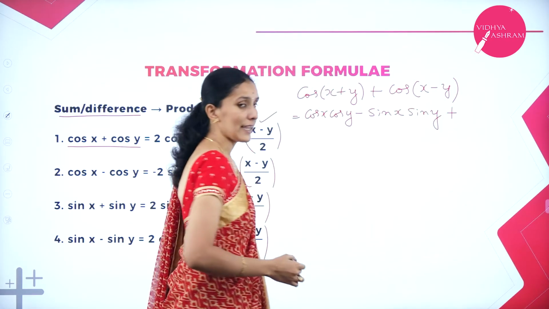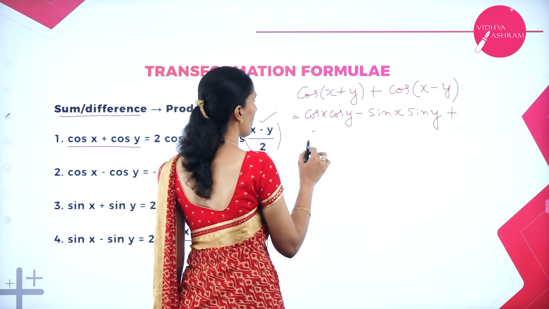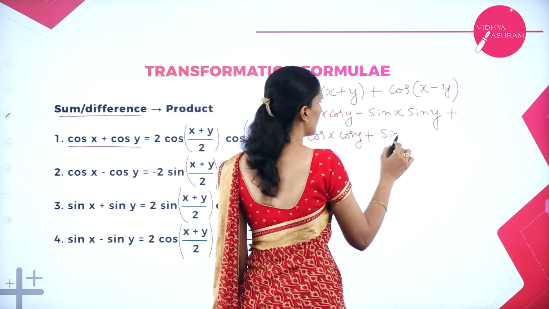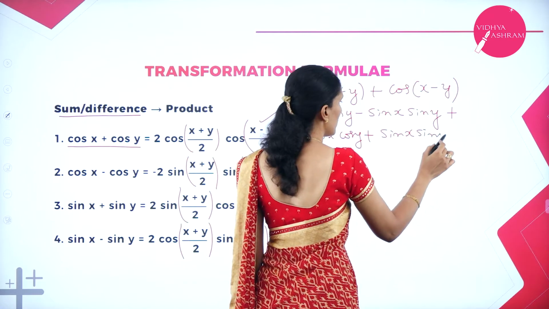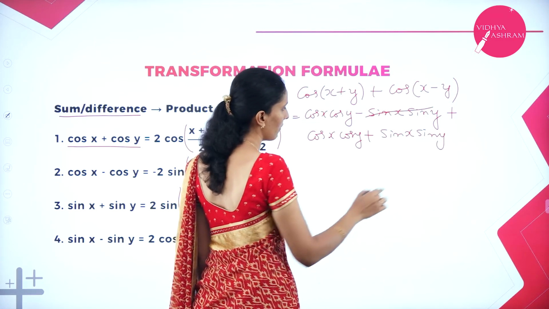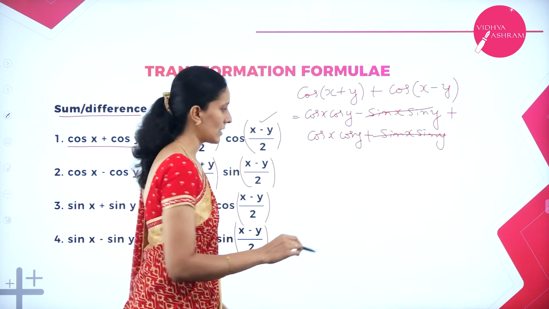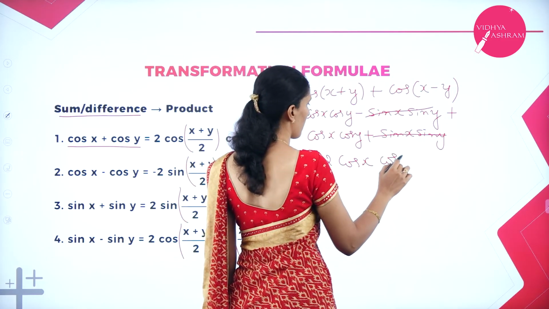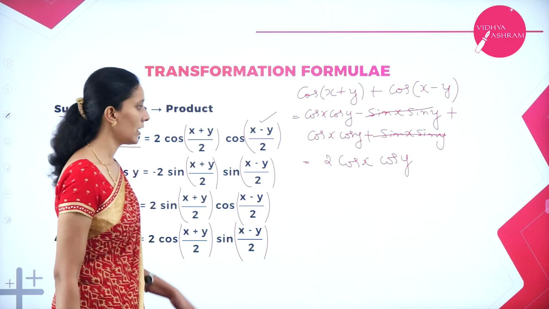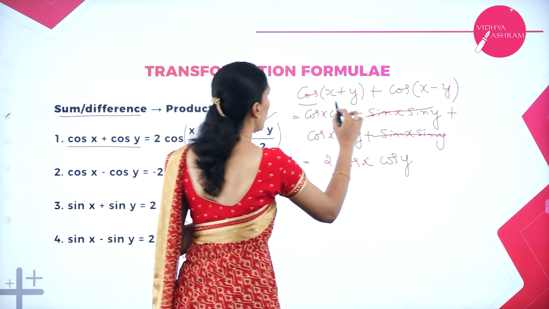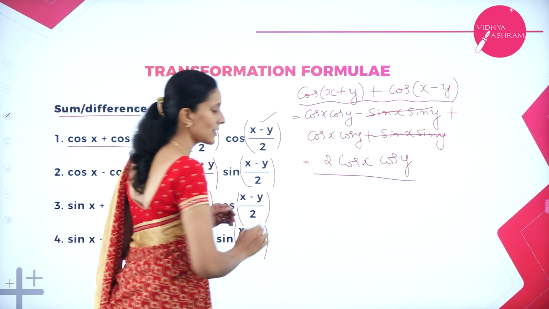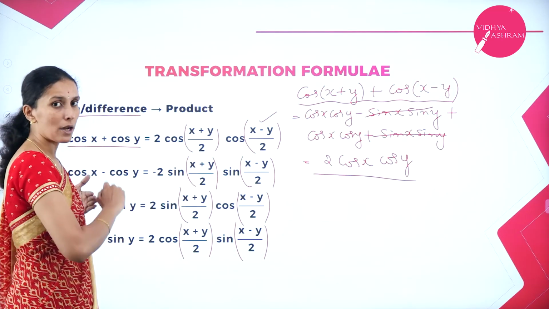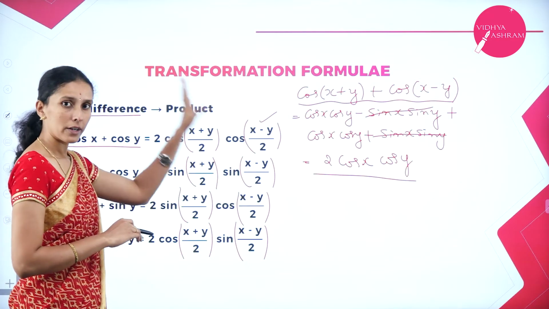Plus, what is the cos (x minus y) formula? Cos (x minus y) is cos x cos y plus sin x sin y. So look here, minus sin x sin y plus sin x sin y cancels. What I'll get here is 2 cos x cos y. Now here you can see the sum of two functions is expressed as a product of two functions. So this is the transformation formula: sum or difference to product, or product to sum or difference.